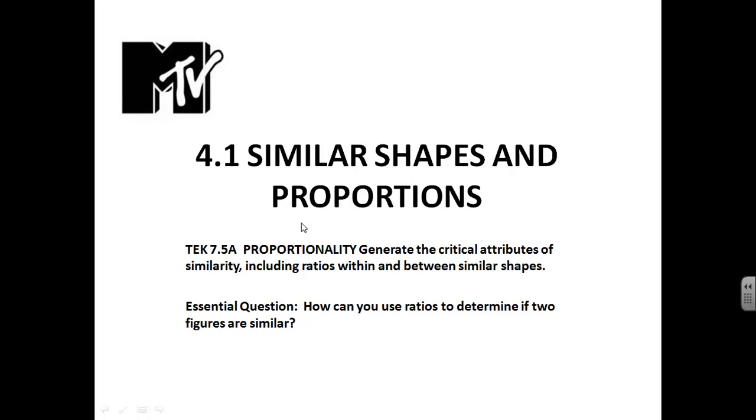Our TEK is 7.5a, Proportionality. Generate the critical attributes of similarity. You've done similar figures before, you did that last year, including ratios within and between similar shapes. Our essential question: how can you use ratios? Remember, a ratio is just a fraction, looks like a fraction, to determine if two figures are similar.